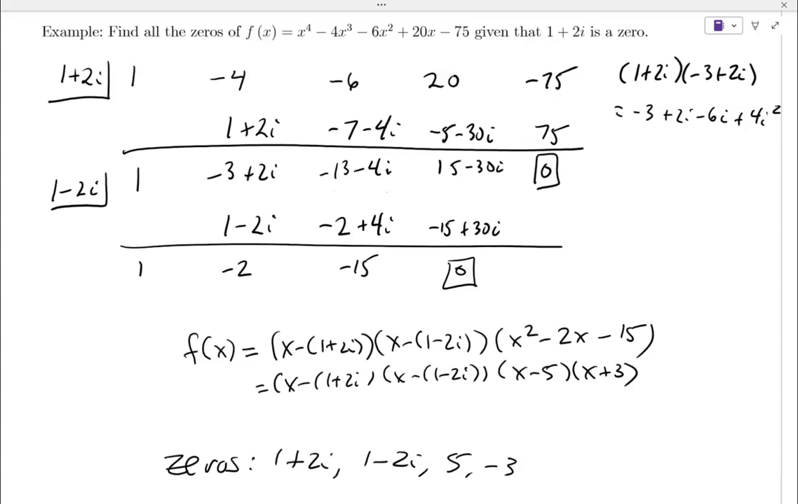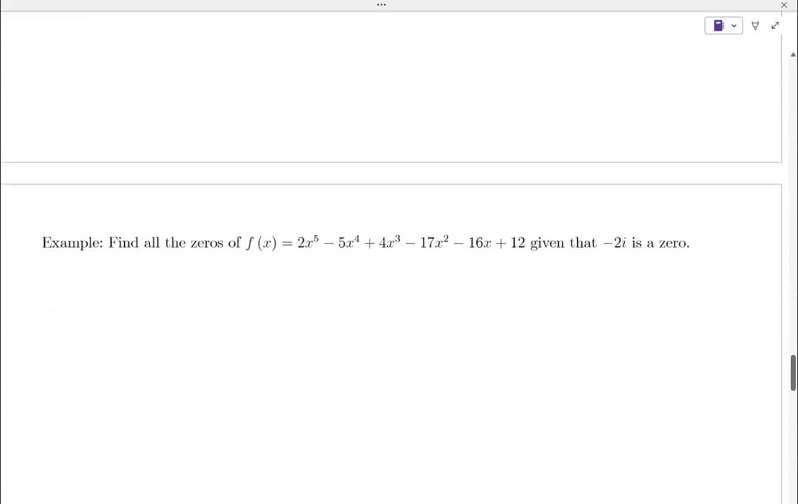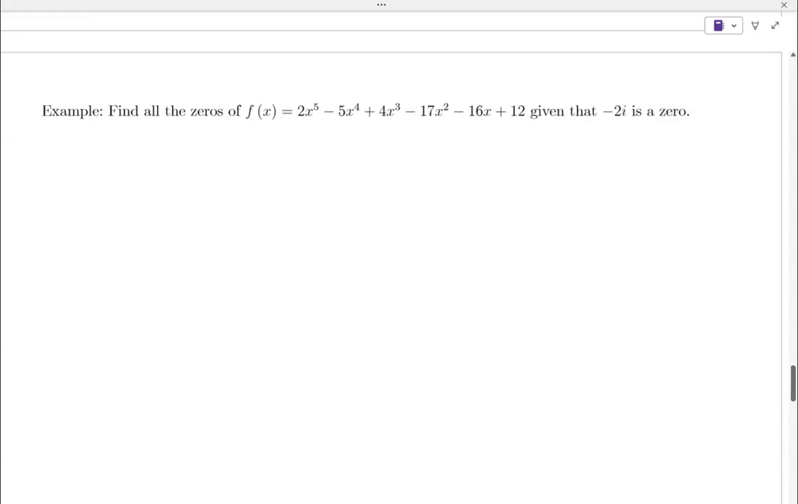Let's skip the next one. I wanted to go on to the 5th degree polynomial, to make sure we have enough time for it here. So skip the next one. This one, we've got a 5th degree polynomial. They tell you that negative 2i is a 0. So what else has to be a 0?